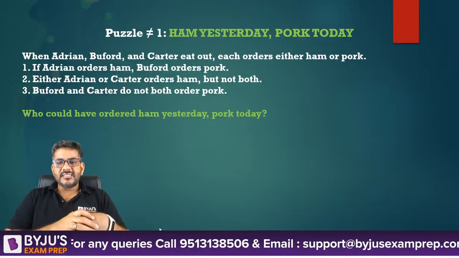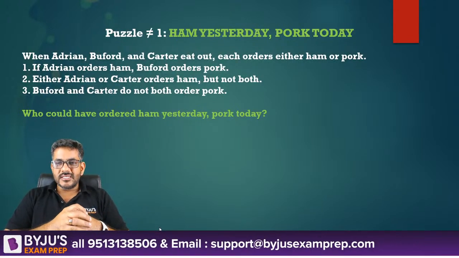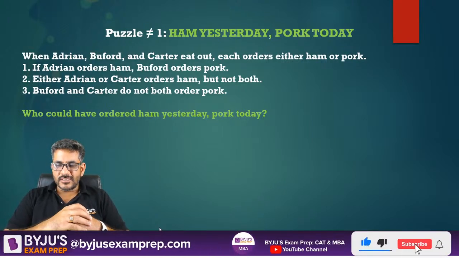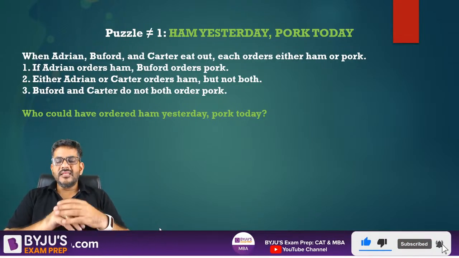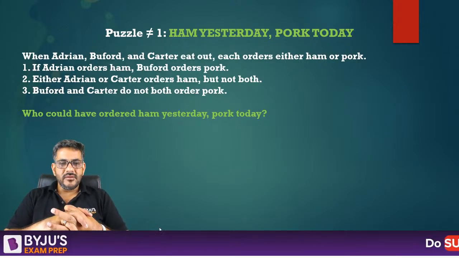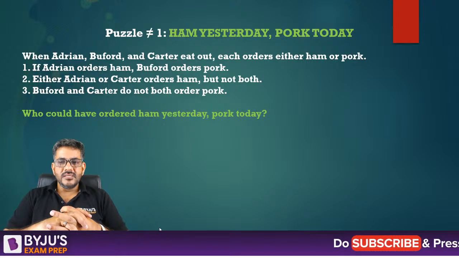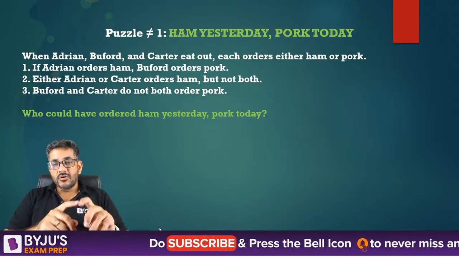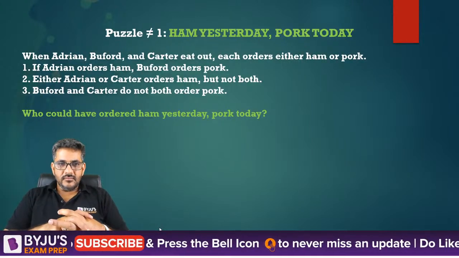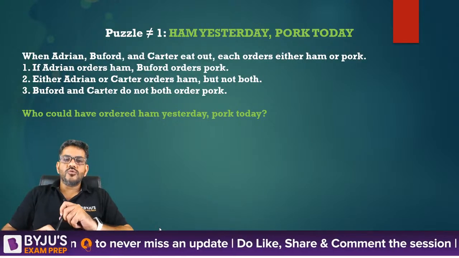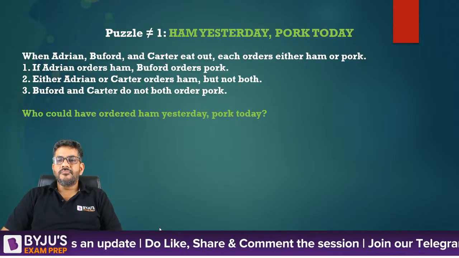When A, B and C eat out, each orders either ham or pork. Okay, Ayush has also answered Bufford. Then there are some conditions given to us. If Adrian orders ham, Bufford orders pork. Second, either Adrian or Carter orders ham, but not both. Third, Bufford and Carter do not both order pork. So who could have ordered ham yesterday, pork today?